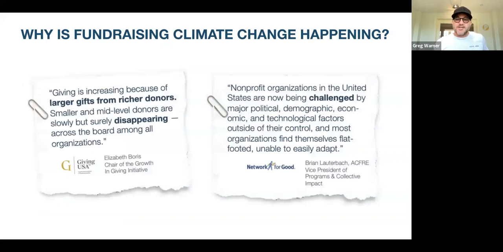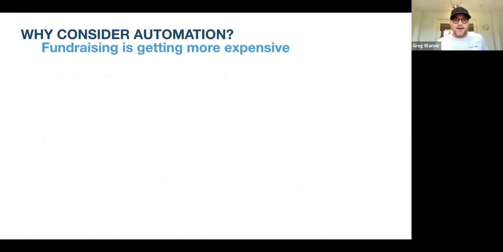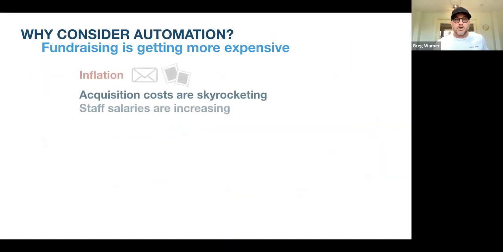So I'm not the only one who's been saying it. Some other people are picking up on it, like Elizabeth Boris, who used to be the chair of the Giving Initiative, saying that giving is growing from larger, richer donors. Smaller and mid-level ones are disappearing across the board. And Brian Lauterbach said nonprofit organizations in the US are challenged by major political, demographic, economic, technological factors outside of their control, and they're finding themselves flat-footed and unable to easily adapt. And I agree with that wholeheartedly.